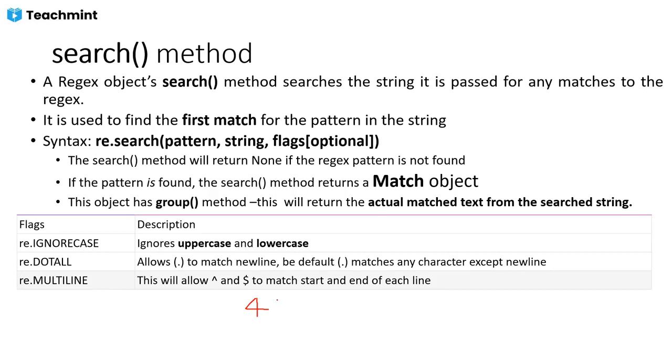Now, for the USN case, the VTU USN looks like this: 1OR21AU001. This is the syntax or the format: digit, two characters, two digits, two characters, 001. Now, you can give this college code or course code in uppercase as well as lowercase.